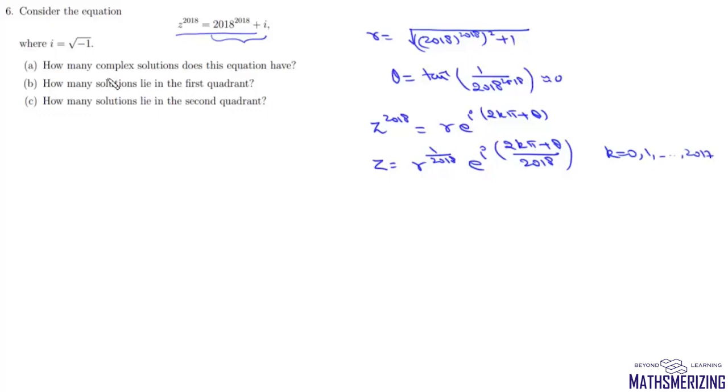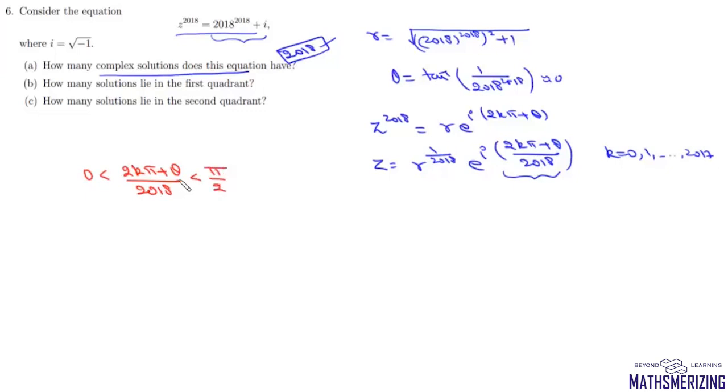Now the first question is, how many complex solutions does this equation have? So any equation of degree n will have n complex roots. So that means this equation will have 2018 roots. Now out of these 2018 solutions, how many solutions will lie in the first quadrant? So any solution will lie in the first quadrant if its angle lies between 0 and pi by 2. So from here we can write 0 is less than 2k pi plus theta upon 2018, and it should be less than pi by 2.